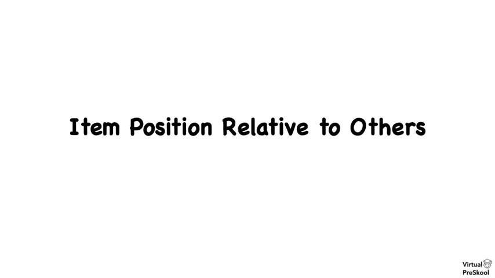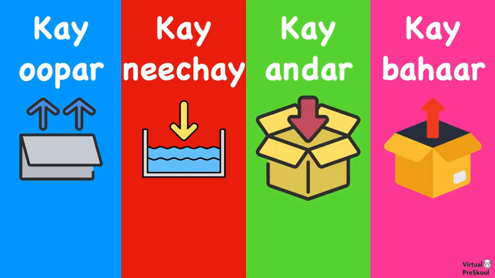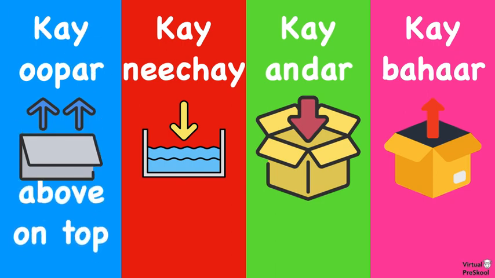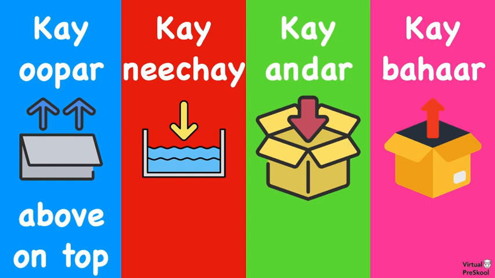Now let's learn some new phrases, okay? We're going to talk about item position. And what I mean by that is we're going to be learning what these words mean. Ke upar, ke neeche, ke andar, and ke bahaar. Okay? Ke upar means above or on top.